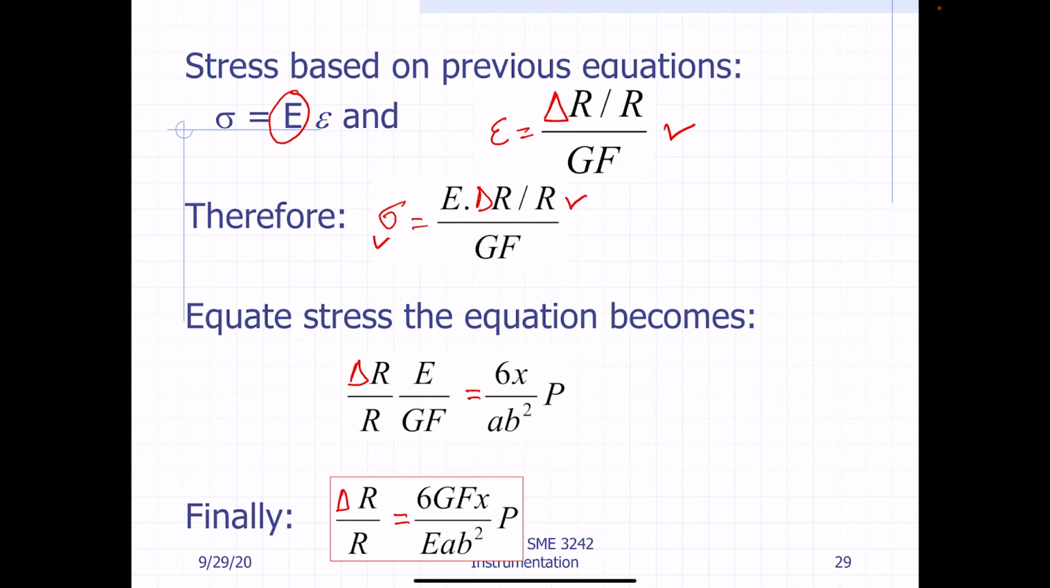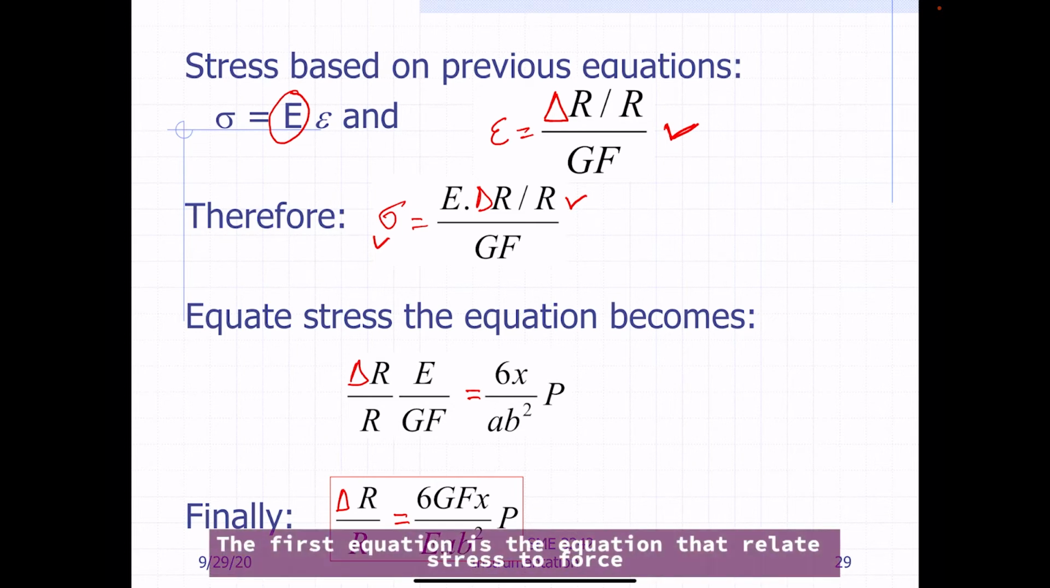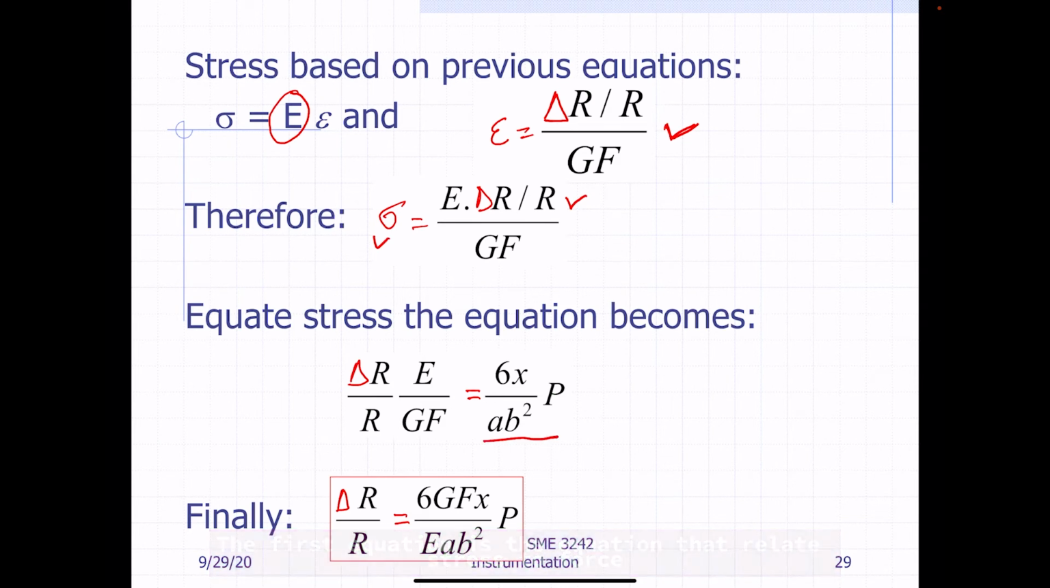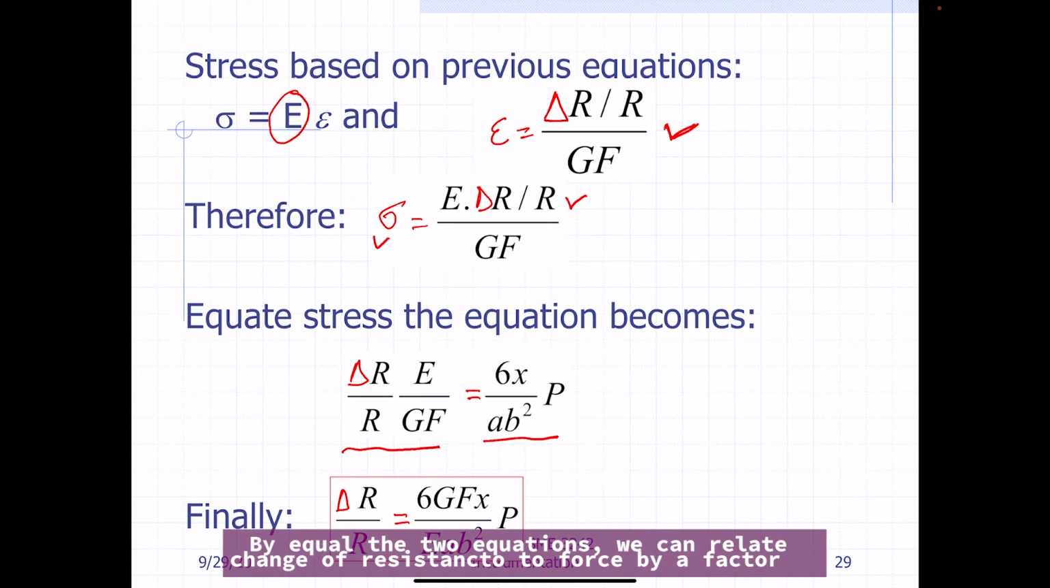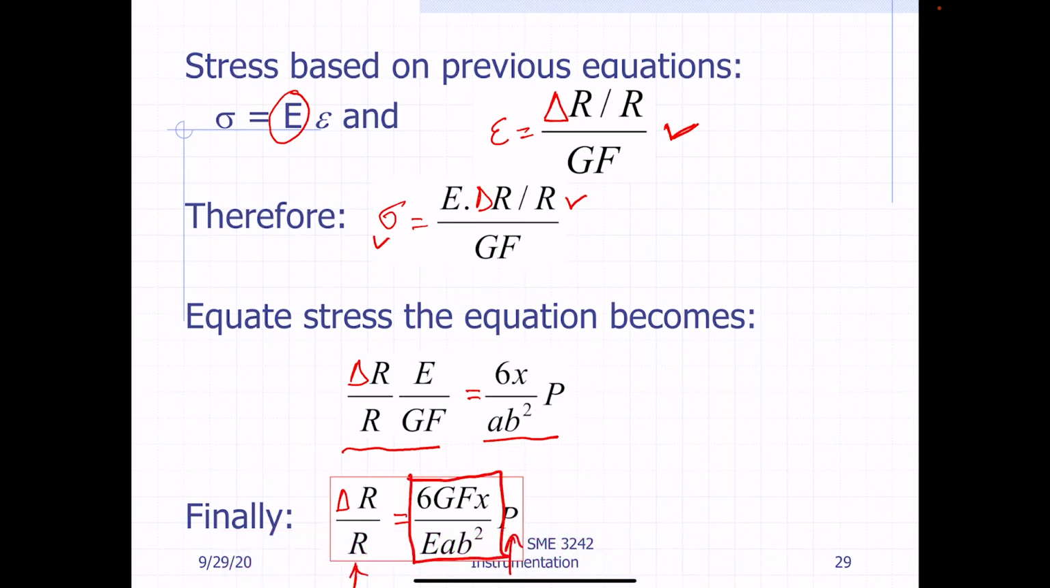From the previous equation and also the equation for the strain, now we have two equations representing stress. The first one is the equation that relates to the force and the second one is the equation that relates to the change of resistance. By equating the two equations, we can relate the change of resistance to force by the factor of 6 GF multiplied by X divided by EAB squared.